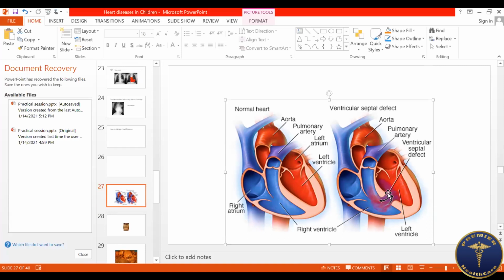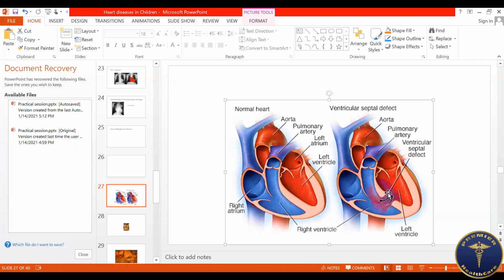How do you manage these children, right? VSD, how do you manage? We will write the management. Very small VSDs will close naturally. Very small VSDs will close naturally. Right. Did you understand that? Yes, very small VSDs will close naturally.